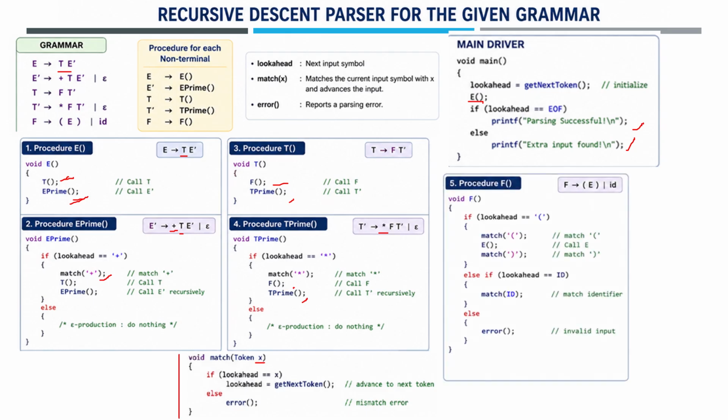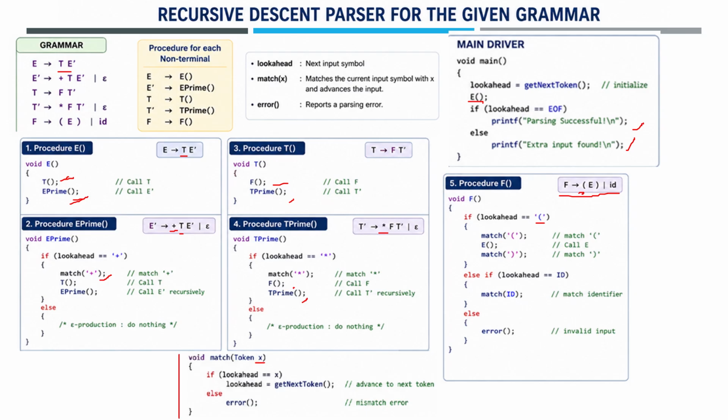The last production that we have, F tends to open parenthesis E close parenthesis, or id. So we will write it. F tends to, what is the first symbol here? Open parenthesis, which means terminal. If look ahead equal to open parenthesis, we need to call the match function by passing that particular terminal. What is the next symbol we have? E. E is a non-terminal. Just call that procedure E.